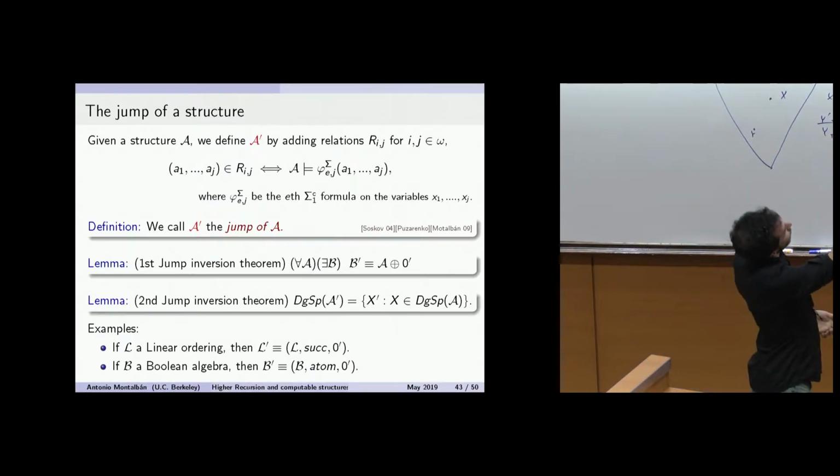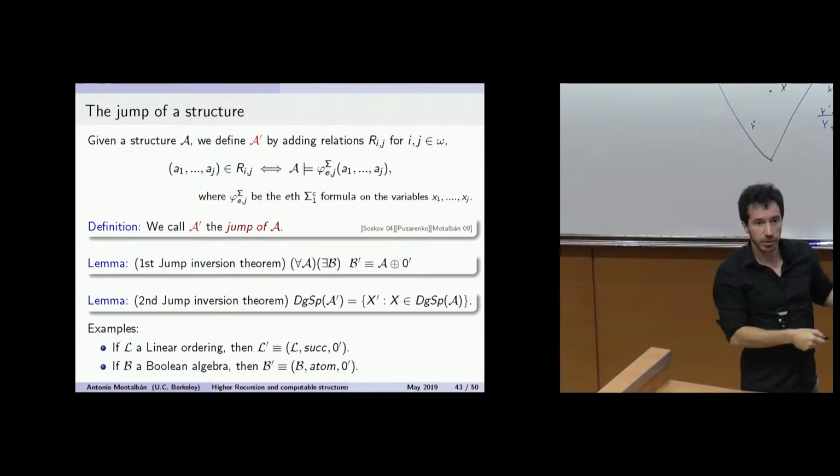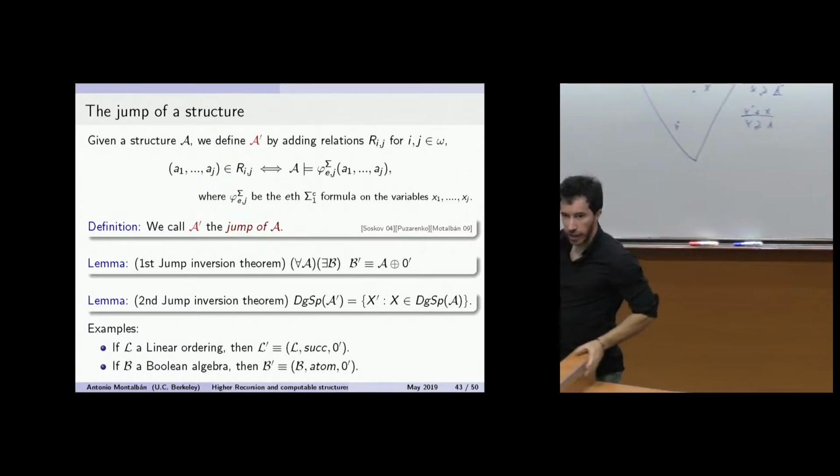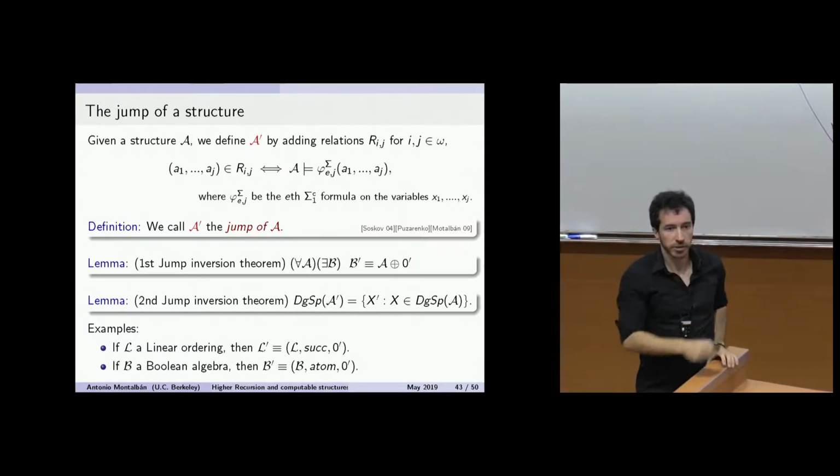And of course, the sigma 1 formulas, these are infinitary sigma 1, so they code zero jump. So you always need to add zero jump. But what is the structural part that you need? In this case, it is that. There are a few other classes of structures where you get such a nice result.